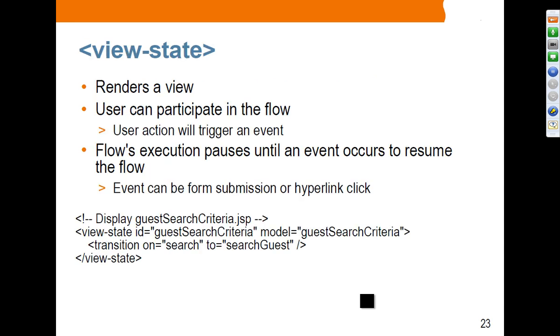View state is for rendering a view, and users can participate in the flow. When a view is displayed, a user action will trigger an event, and that event will trigger a transition to a different state. So flow execution pauses until that event occurs to resume the flow. An event can be either a form submission or clicking a link, as we talked about. This is something we have seen before, right? We have the view state, and if there is a transition on the search event, it will go to the search guest state.